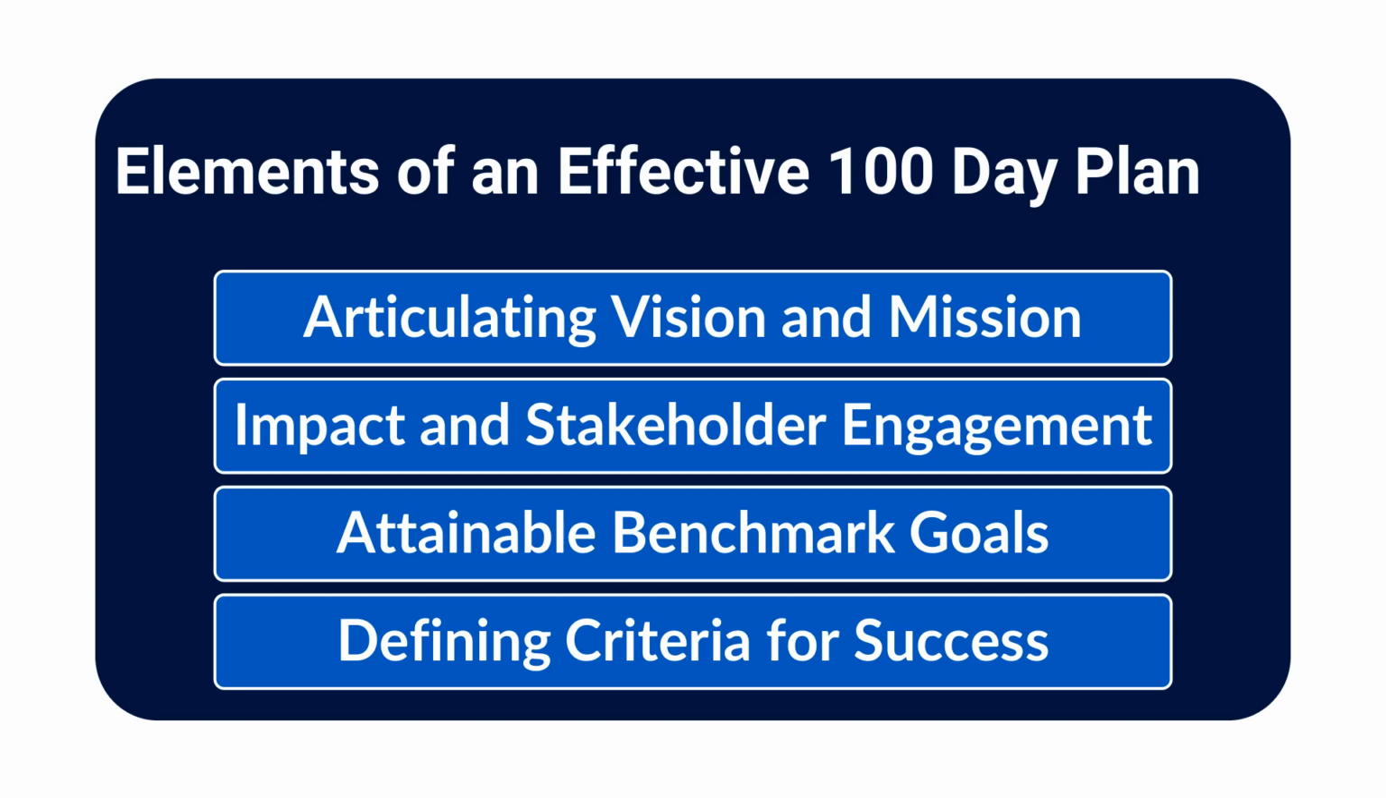The plan should clearly outline the organization's vision and mission, along with the anticipated accomplishments that the new leadership aims to achieve. Impact and stakeholder engagement. It should identify how the organization currently impacts and serves stakeholders, and lay out a clear path for the initial impact of the new leadership. Attainable benchmark goals. The plan should set realistic and attainable goals for the first 100 days. Working towards achievable milestones enhances confidence and morale within the organization.